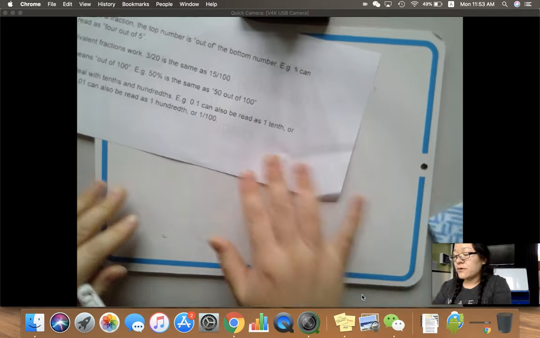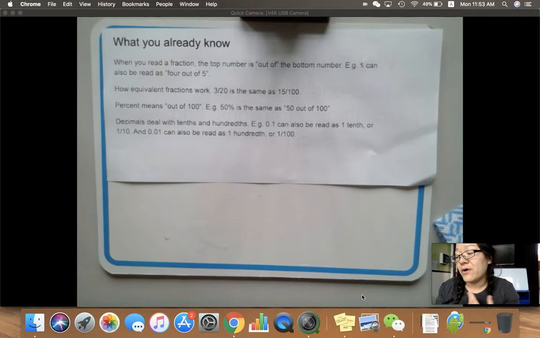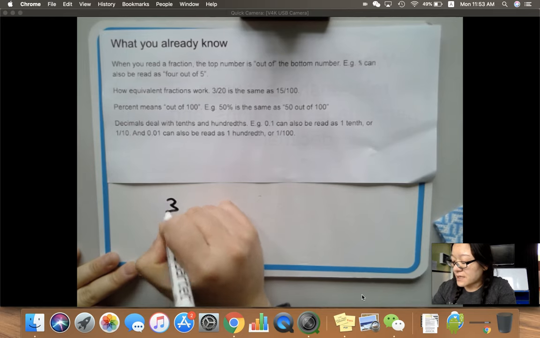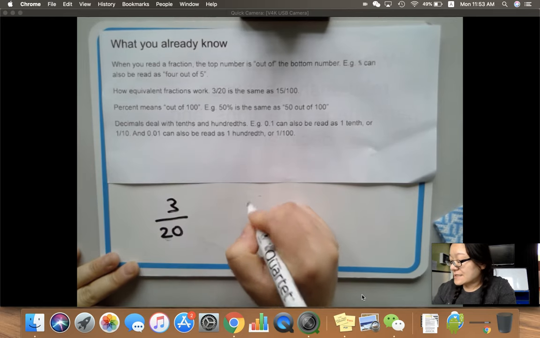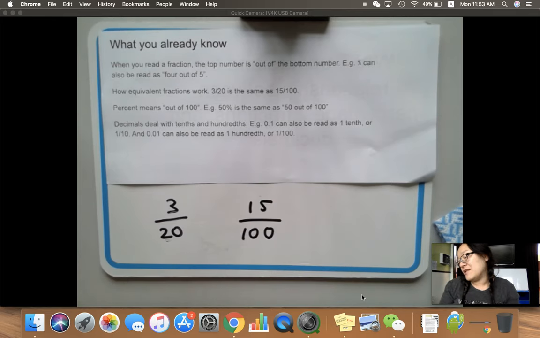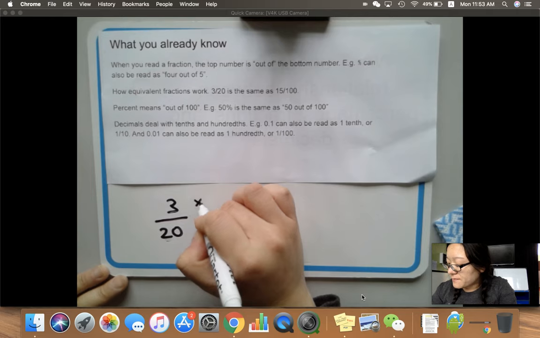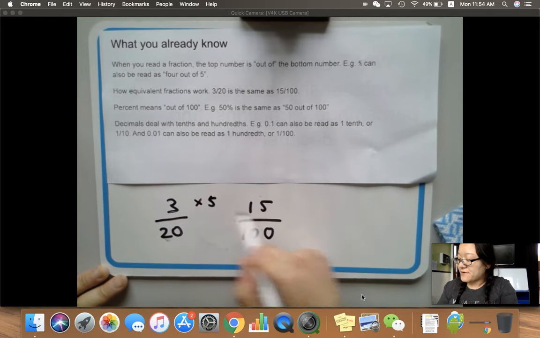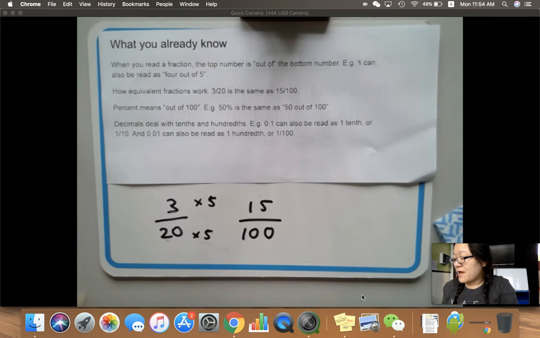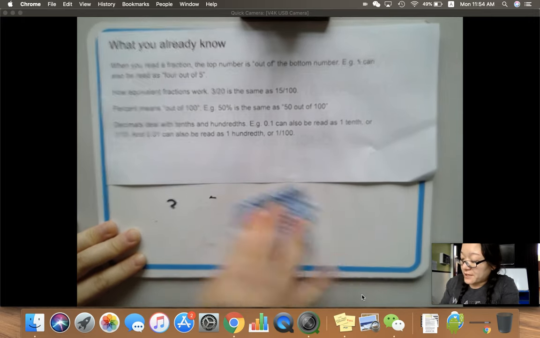Another thing that you already understand is how equivalent fractions work. So you understand that 3 out of 20 is the same as 15 out of 100. And you've learned before that what you need to do is multiply this by 5 to get 15, and therefore you multiply this by 5 to get 100. So that's how you get equivalent fractions.